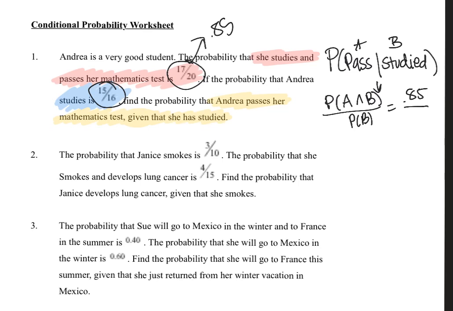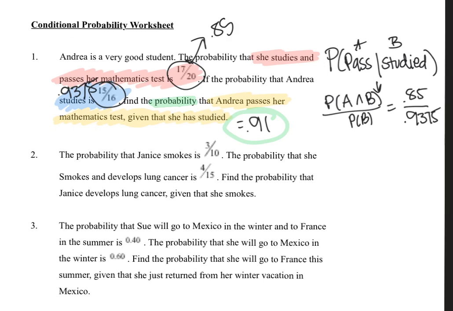0.9375. Now you can plug that in the calculator. 0.85 divided by 0.9375 is 0.90 or 0.91 if I round. So 0.91. Now, I'm asking you for probability here, so this is my answer. If I asked you for percent, I would say 91%.